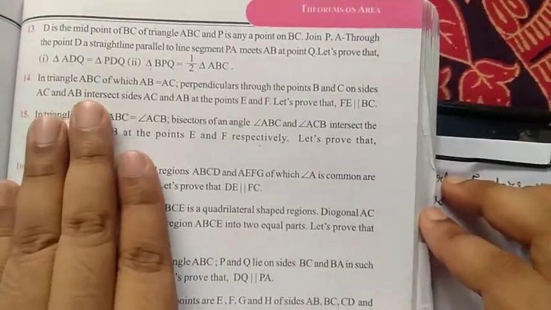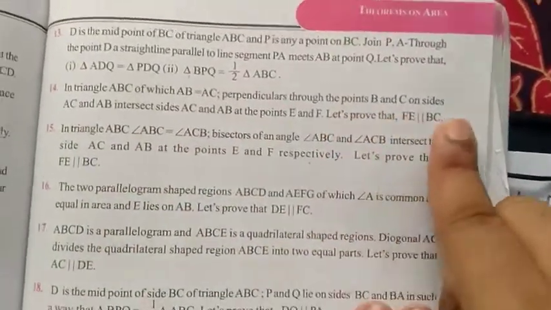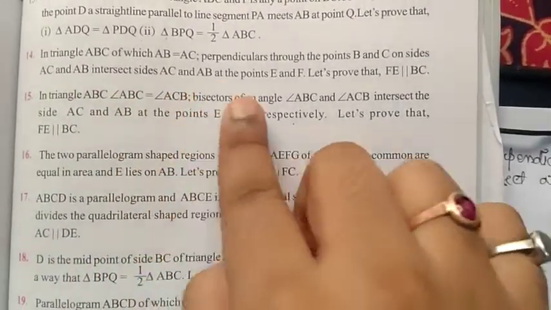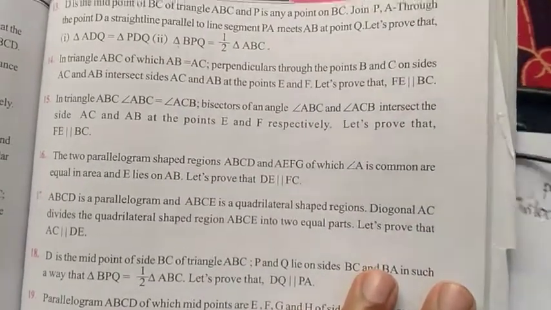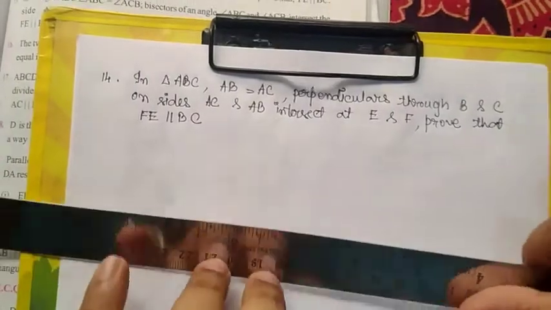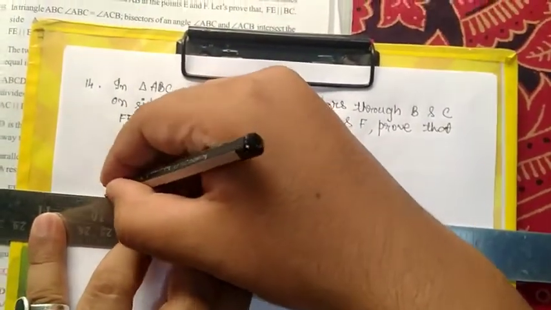In triangle ABC, of which AB equal to AC, perpendiculars through the points B and C on sides AC and AB intersect sides AC and AB at the points E and F. Let's prove that FE parallel to BC. So first of all, we have to draw the diagram properly. So therefore, first we draw the triangle.